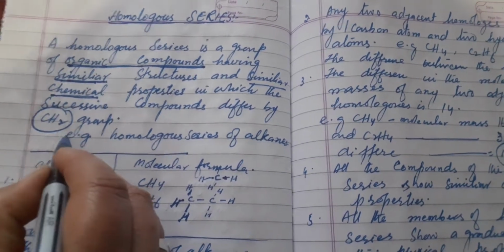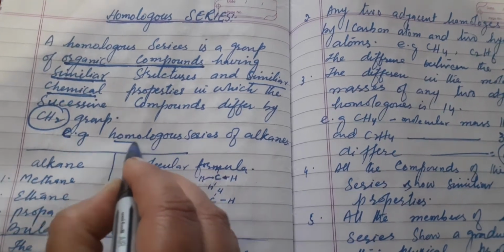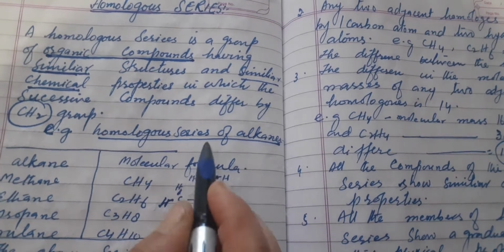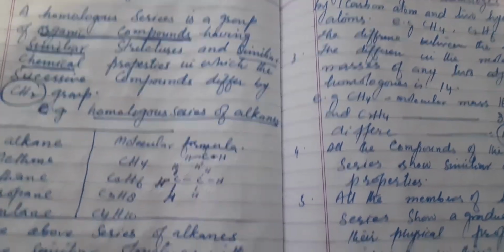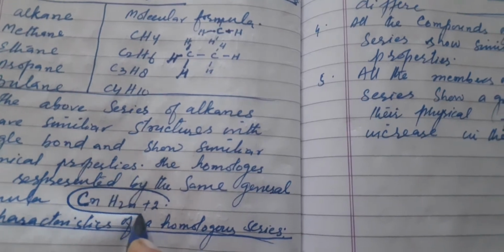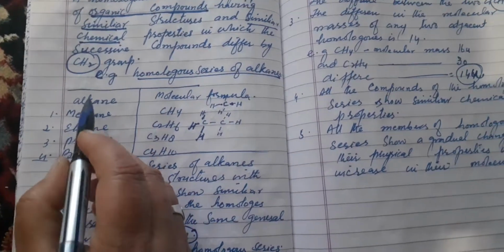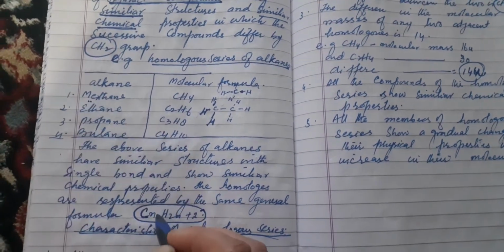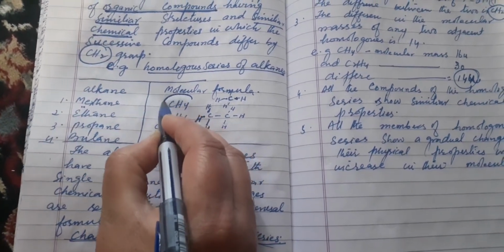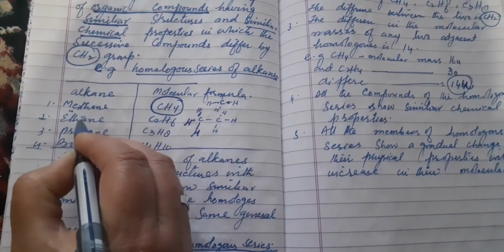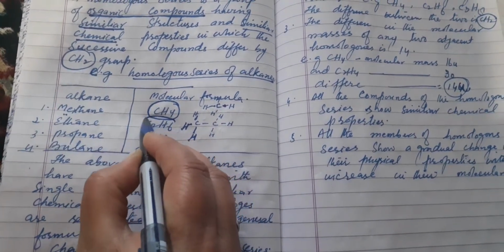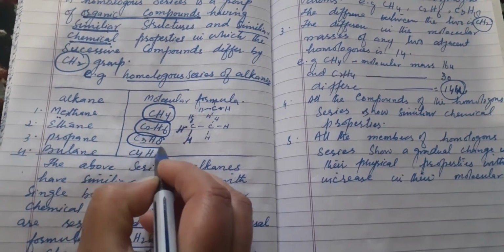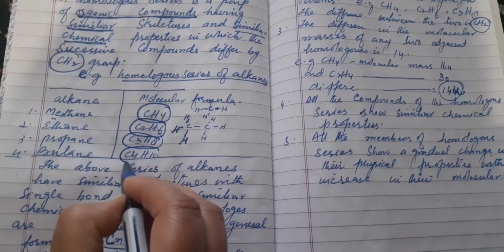What does that mean? For example, if we take the example of homologous series of alkanes, we have already read about them. They have general formula CnH2n plus 2. If we take the first member of alkane series, that is methane. Methane, according to general formula, its molecular formula will be CH4. Second, ethane, its molecular formula C2H6. Propane C3H8 and butane C4H10.